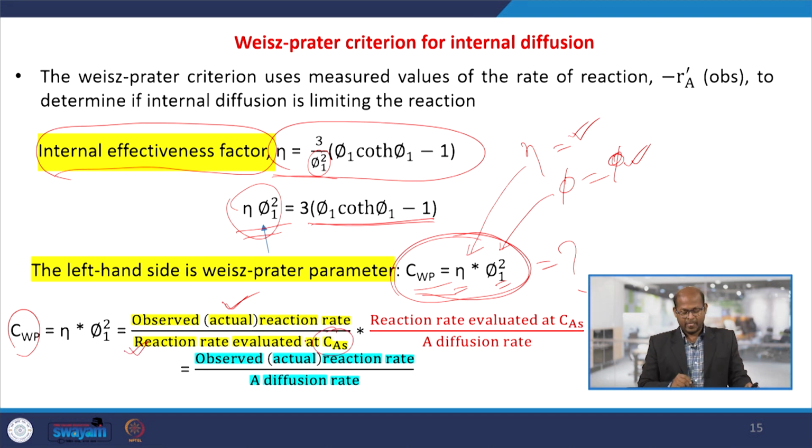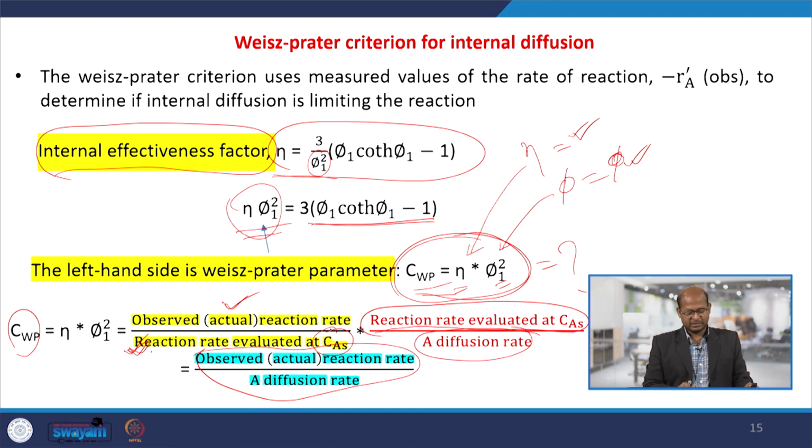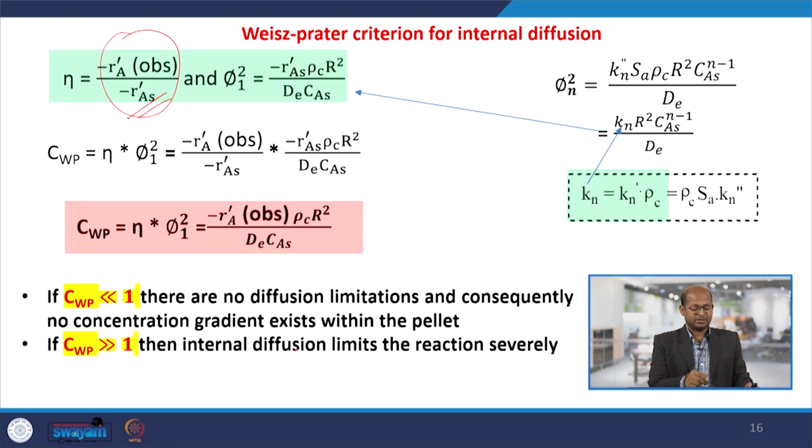evaluated at C_AS, multiplied by phi squared, that is the Thiele modulus. The Thiele modulus is the reaction rate evaluated at the surface over the diffusional rate. So the Weisz-Prater criteria indicate the actual reaction rate to the diffusional rate. Now, eta equals the observed rate to the rate evaluated at surface conditions, meaning the surface concentration of the reactants, and this is phi.